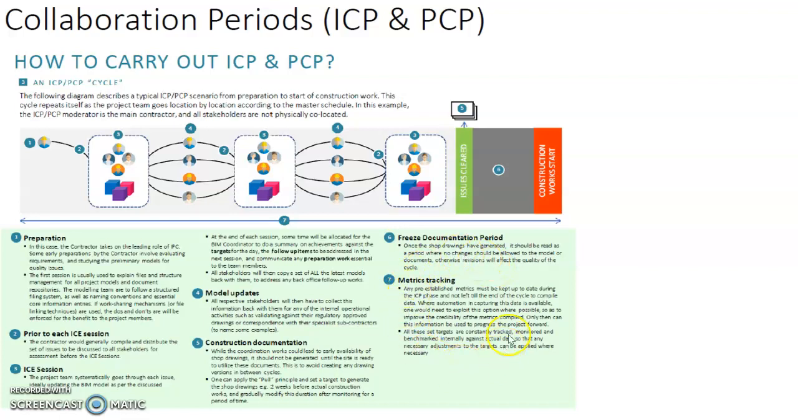And lastly, we will track the metrics. Any pre-established metrics must be kept up to date during the ICP phase and not left to the end of the cycle to compile data. Where automation in capturing this data is available, one will need to exploit this option where possible so as to improve the credibility of the metrics obtained.